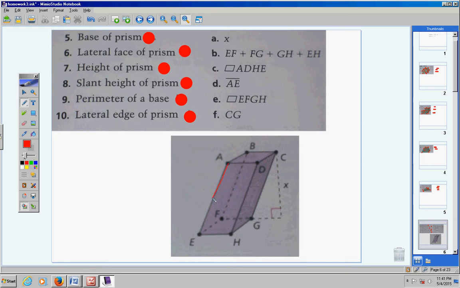Right here. And that is a face. It's not a top face. It's not a bottom face. So it's a lateral face. So I say letter C for number 6.